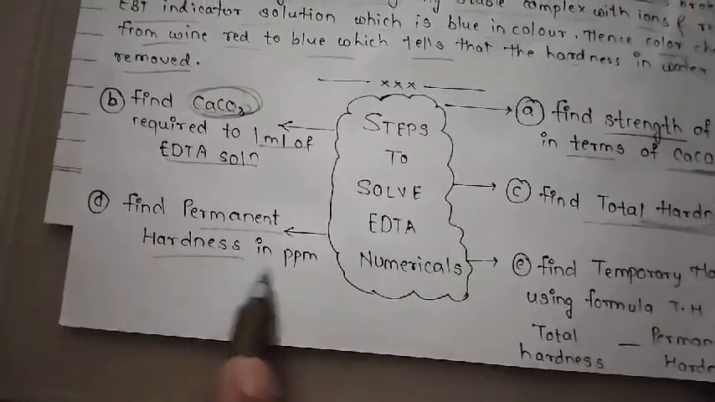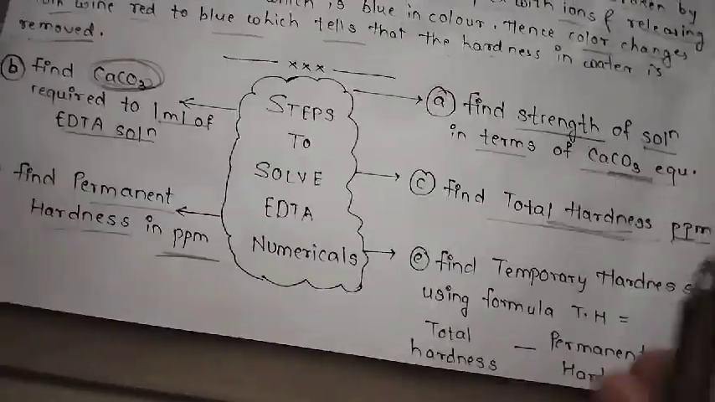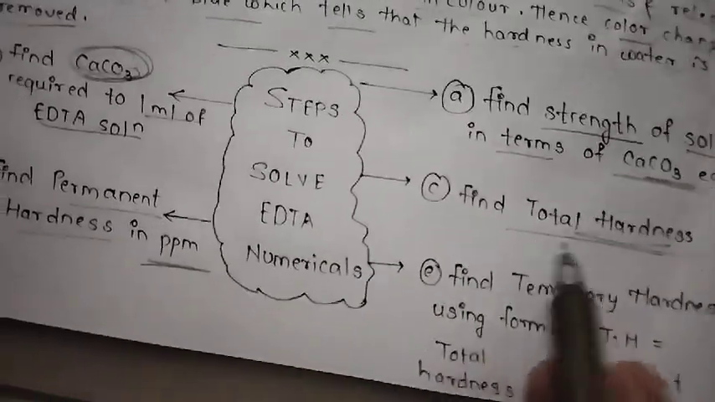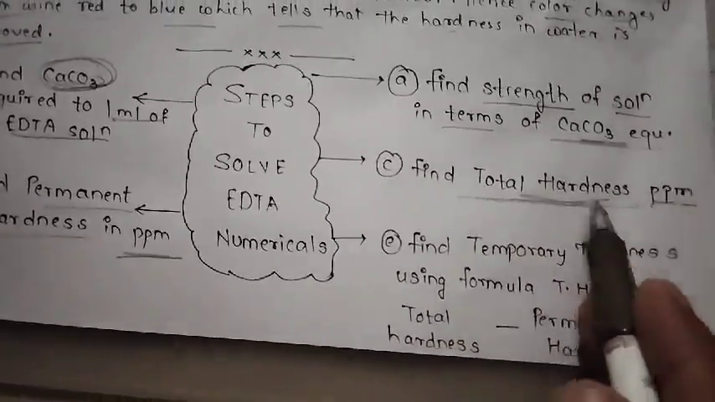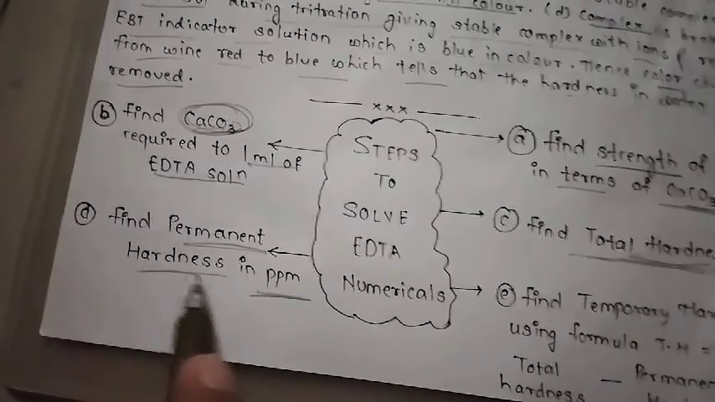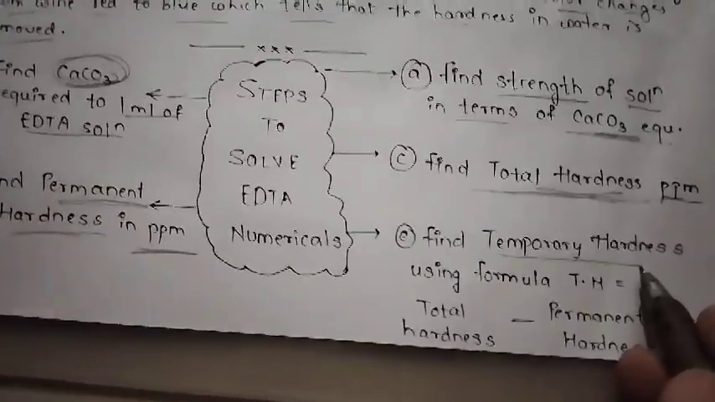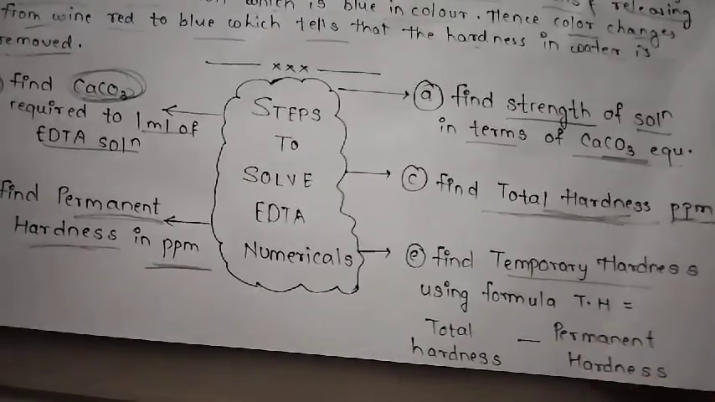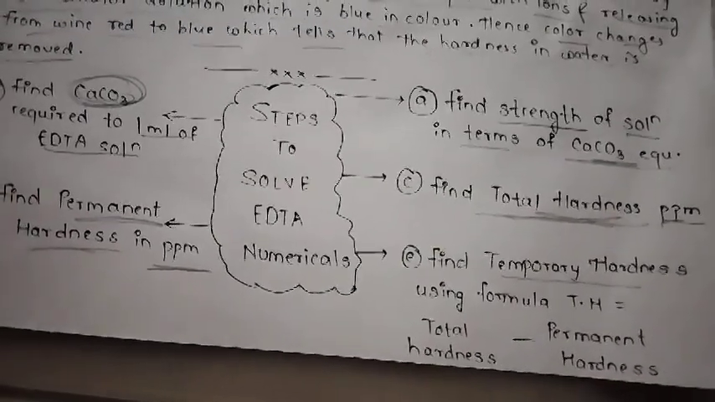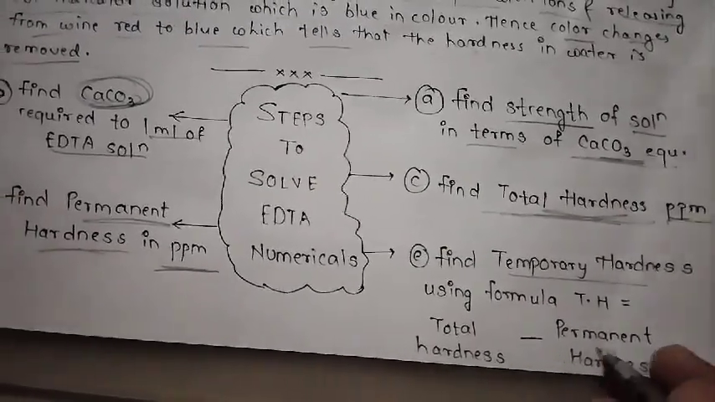Find permanent hardness in ppm. So first of all, you have to calculate total hardness. After that, you have to calculate permanent hardness, and the last one that you have to calculate is temporary hardness. For calculating temporary hardness, we have a formula, that is total hardness minus permanent hardness.